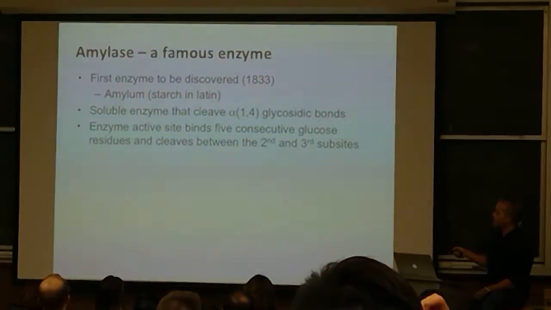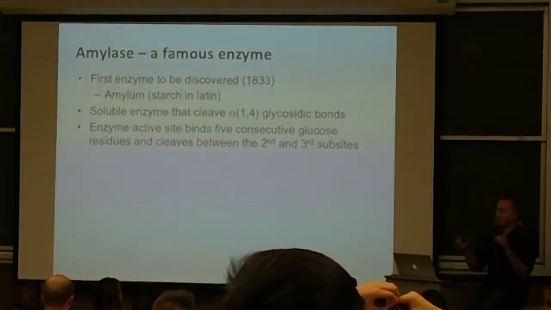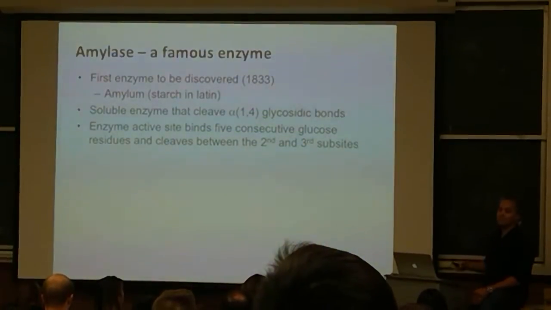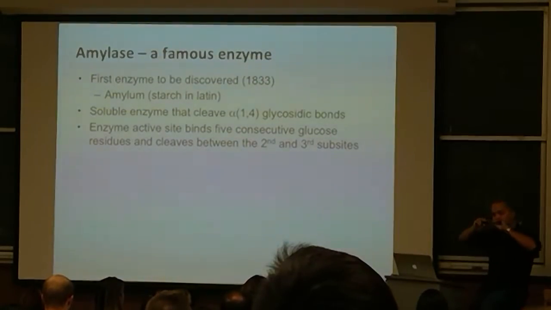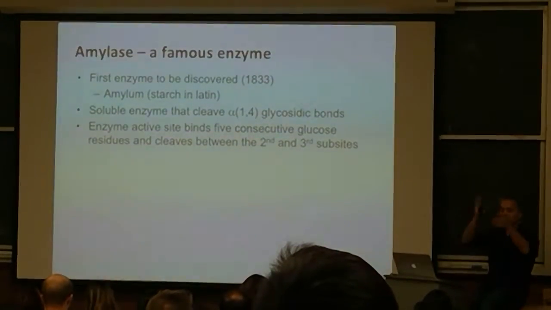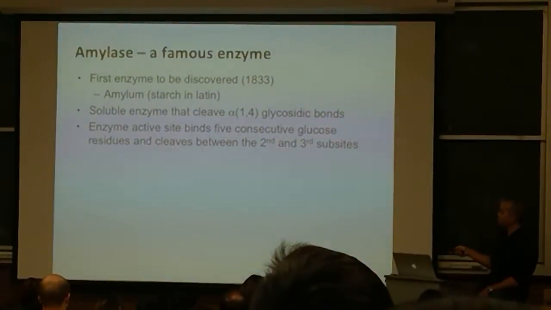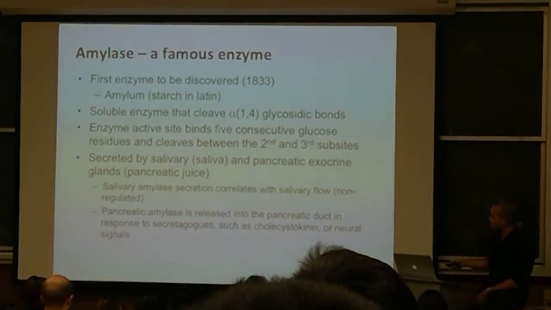So its active site binds to 5 consecutive glucose molecules, and it cleaves between the second and third subsites. So it's cleaving in the middle of glucose polymers. So if you think of a long amylose, a long alpha-1,4 glucose chain, it's not chewing from the ends. It's cleaving all in the middle, breaking it into smaller pieces, right? So it's cleaving in the middle of these glucose polymers.